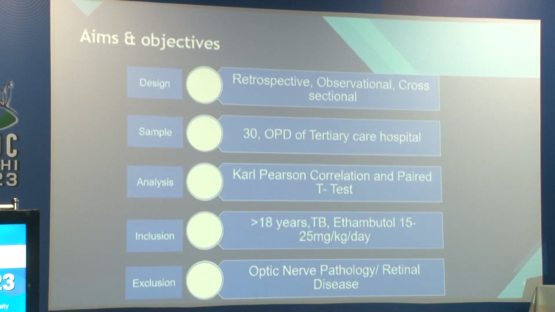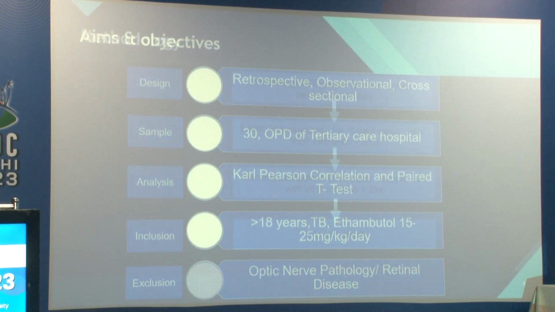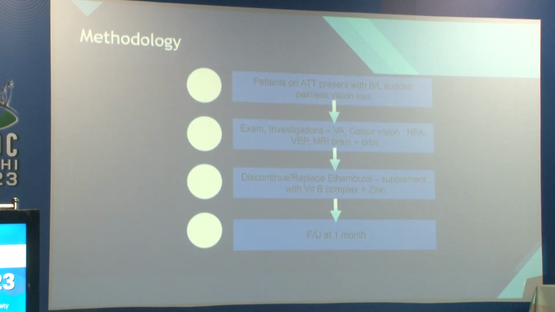We studied 30 patients coming to the OPD of our hospital. It was a retrospective observational study. We included all patients above 18 years of age on ethambutol between 15 to 25 milligrams per kilogram per day, and we excluded all patients having retinal or optic nerve disease. We studied all patients coming to us between January to March 2022 with bilateral painless loss of vision. Detailed ophthalmic evaluation was done. We discontinued and replaced ethambutol with vitamin B supplements and zinc, and we took follow-up at 1 month.